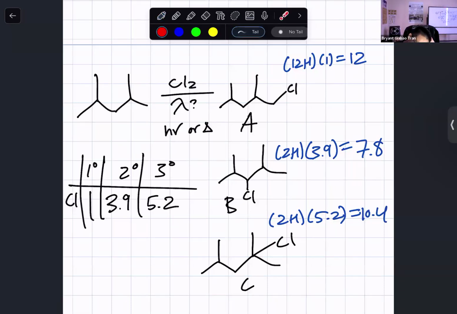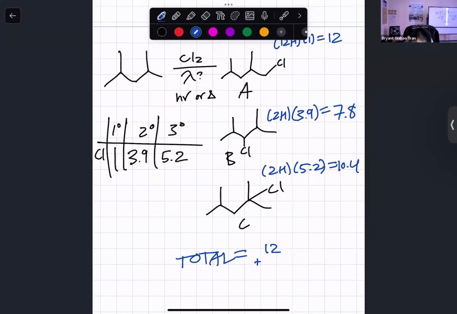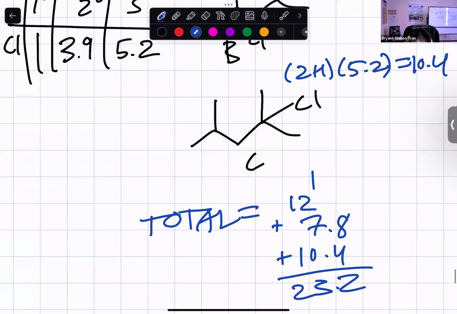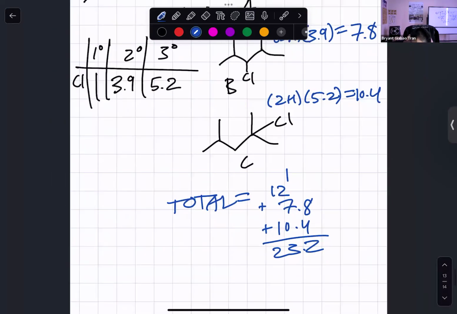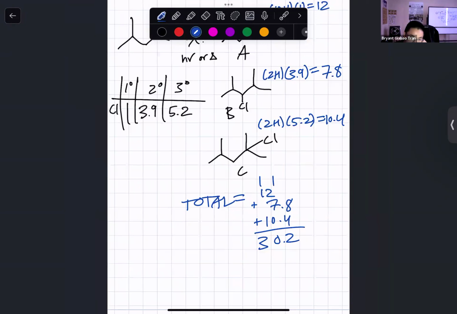To get the percentage, the percent abundance, the total is 12 plus 7.8 plus 10.4. 23.2. Can you double check that? Is that the total? 30.2. Oh yeah. Wait, am I missing something? Did I do some weird math? Okay, 12 plus 7.8 is 19.8, plus 10.4 is 30.2. I don't know what I did, but the total should be 30.2.